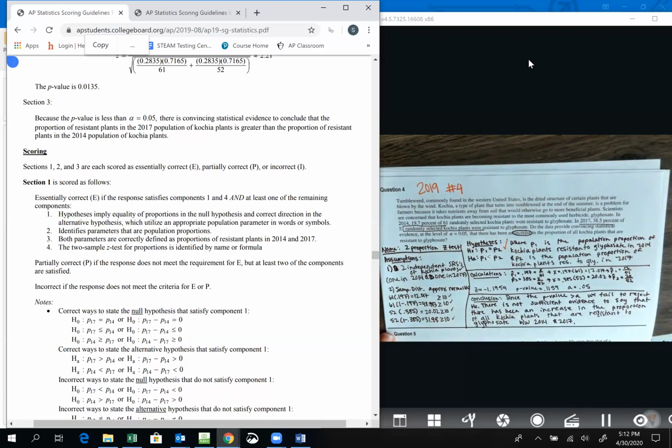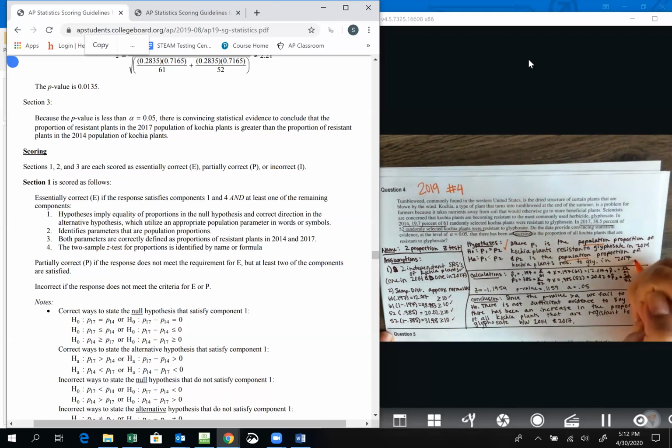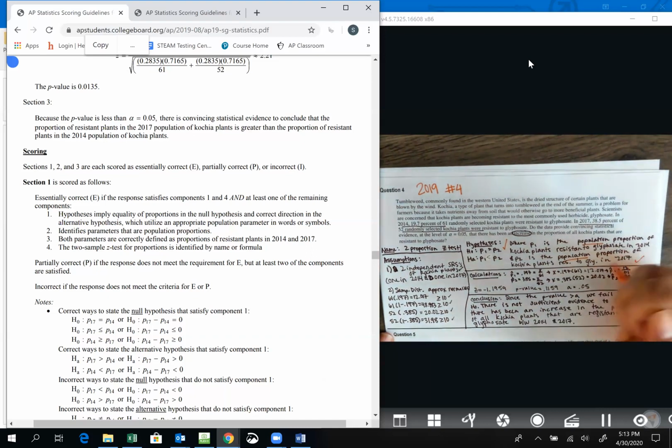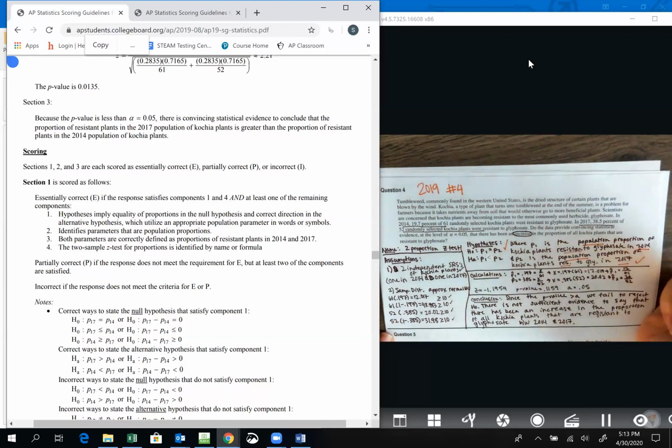Identifies parameters that are population proportions. So population, or you could have said proportion of all cochia plants, or you could have said true proportion of cochia plants. Both parameters are correctly defined as proportions of resistant plants in 2014 and 2017. So resistant in 2017, resistant in 2014.